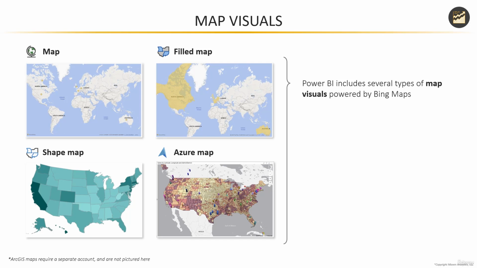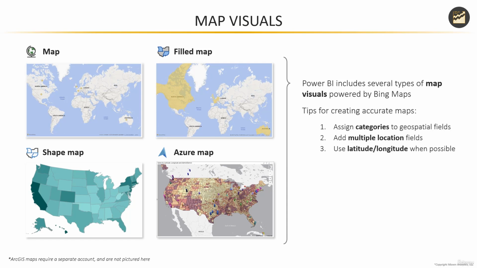You have basic maps with bubbles, filled maps, shape maps. You can create more custom or complex visuals using Azure Maps, but some great mapping options natively included in Power BI Desktop. Now, a couple tips for creating accurate maps. Number one, make sure you assign categories to any geospatial fields, just like we did in the data modeling section of this course.